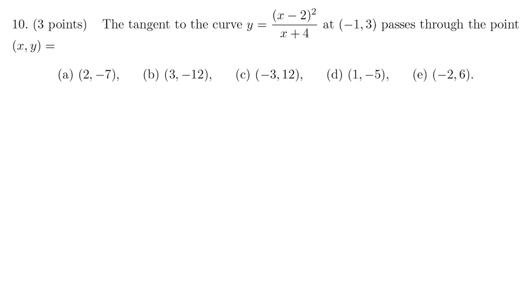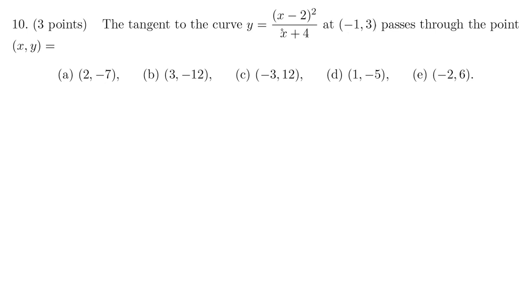Right, let's do number 10. Number 10 is we're going to need to find the tangent line of this equation at this point. Once we have the rule for the tangent line, we're just going to test each one of these points individually and see if it lies on it or not. In other words, if it passes through it or not.